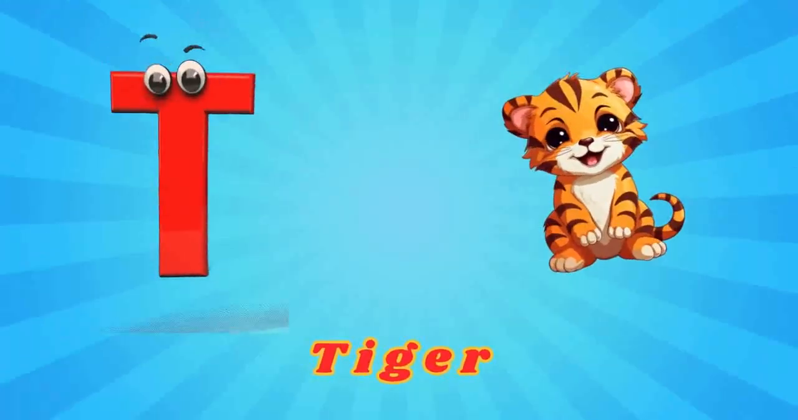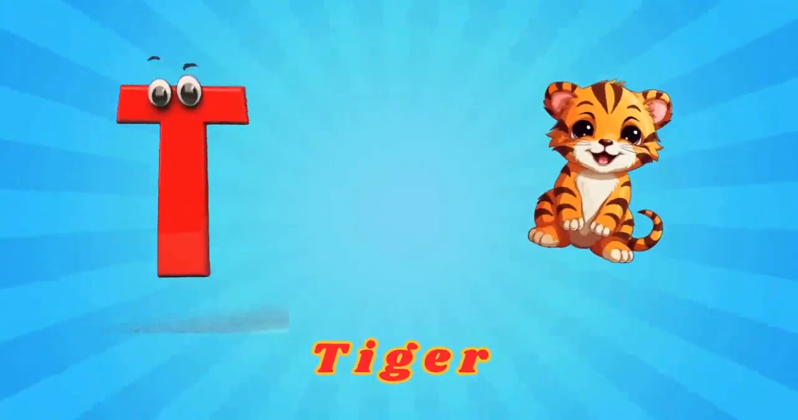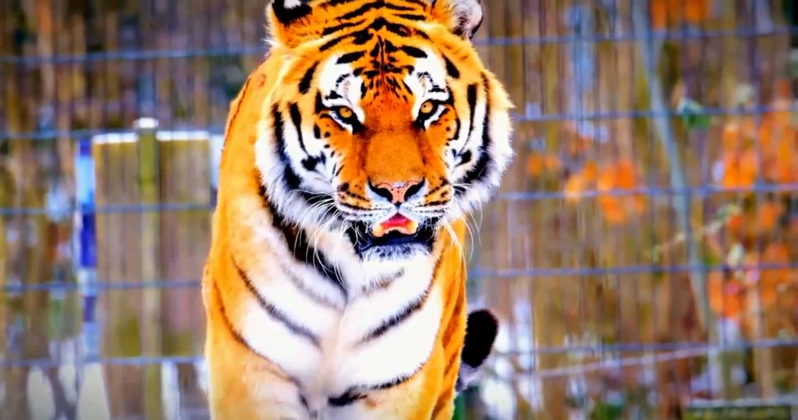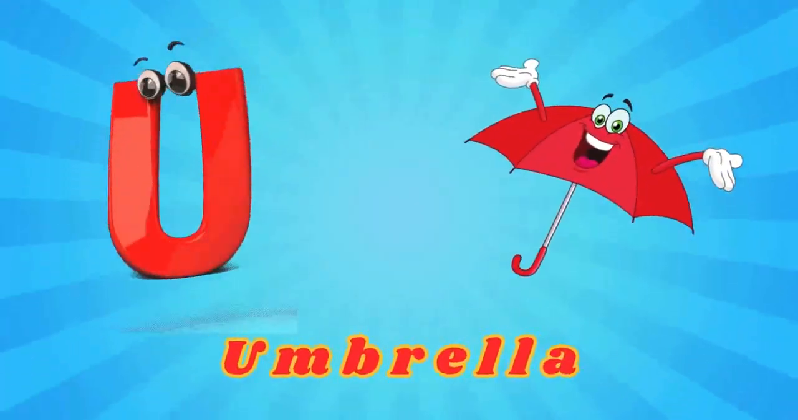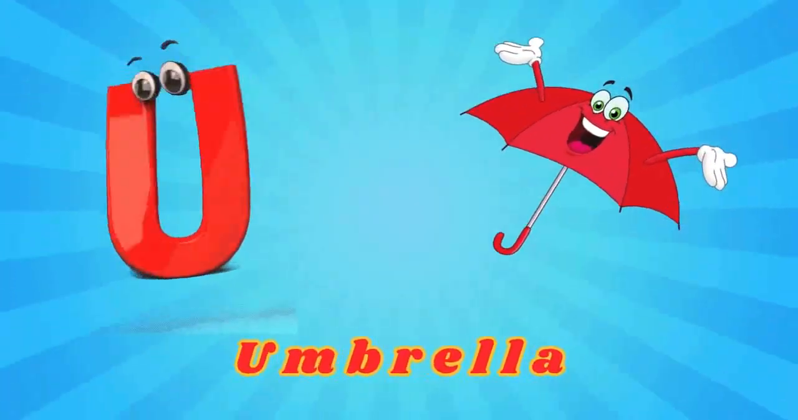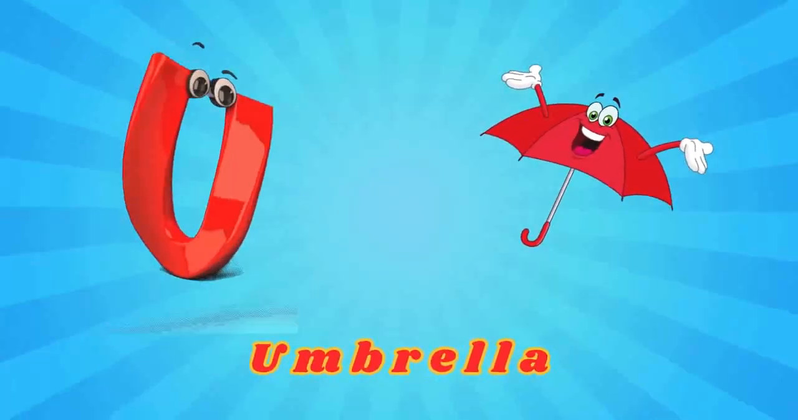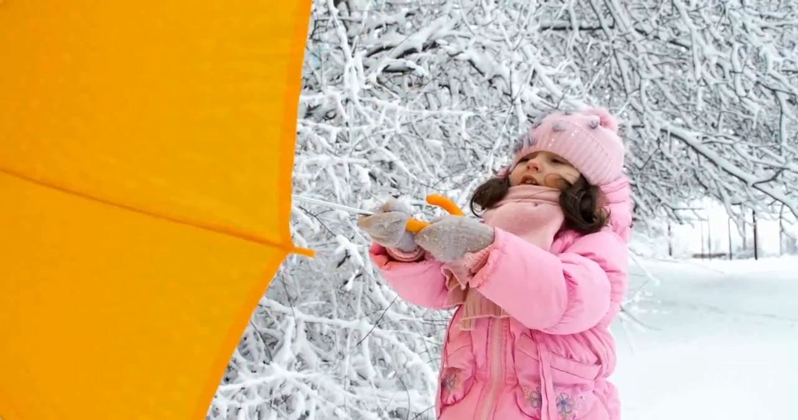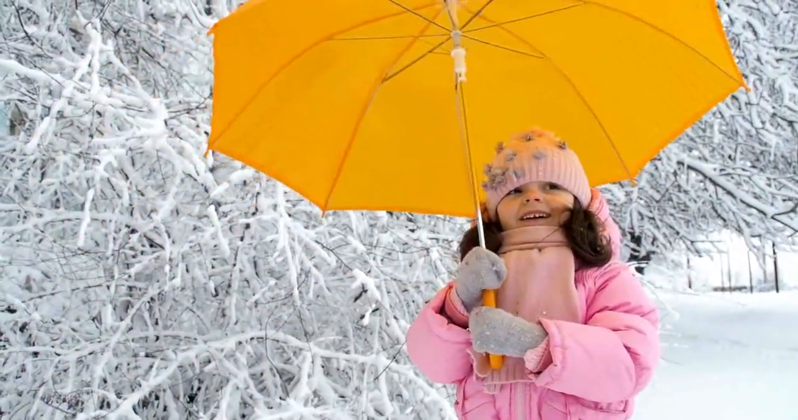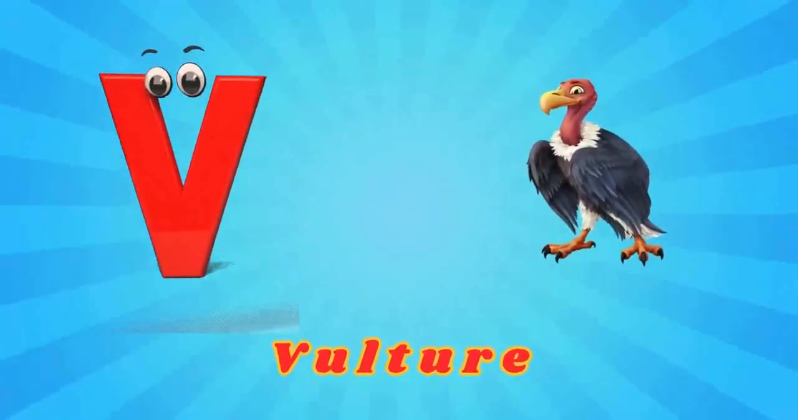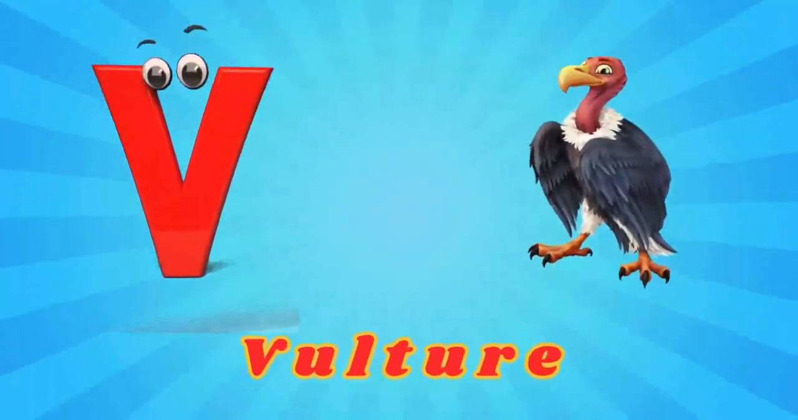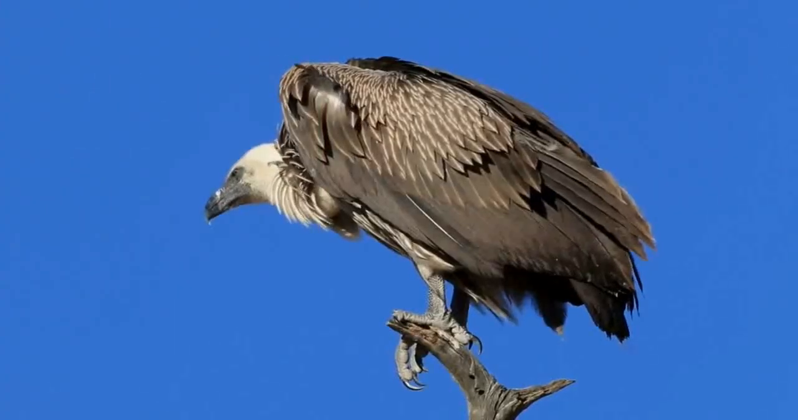T is for tiger. Tiger. T is for tiger. U is for umbrella. Umbrella. U is for umbrella. V is for vulture. The vulture.